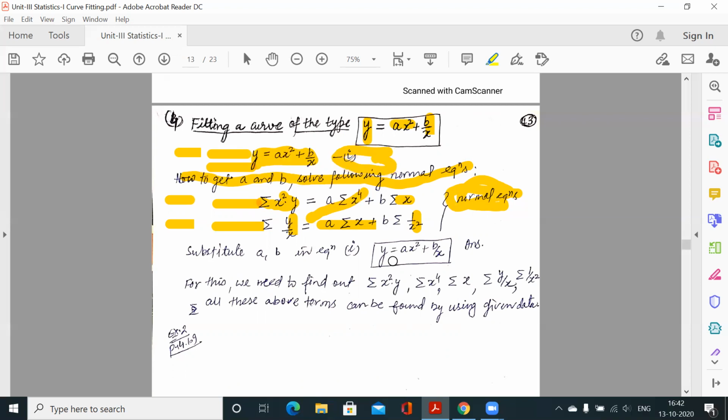Clear? After solving these normal equations, we will get small a and small b values. We will substitute the small a, small b values here. We will get our answer.